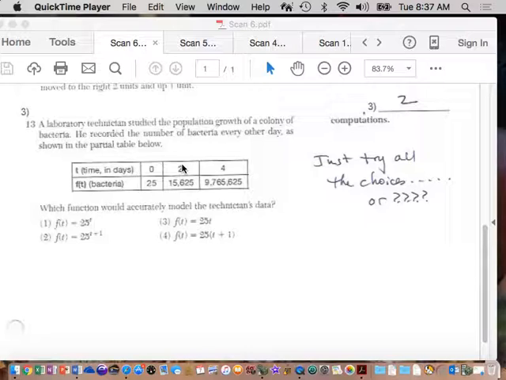Look at the 4 choices. Some of those choices are linear, like y equals mx plus b, and some of them are exponential. Look at how the numbers are changing in the table. What do you think it is? Yeah, it's definitely going to be exponential. So get rid of choices 3 and 4. You only need to try choices 1 and 2. You substitute those in, and you get your answer.